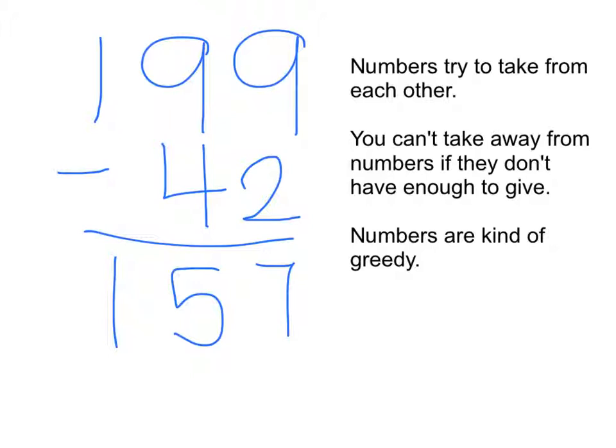Now in this case, you didn't have to borrow, and you didn't have to deal with greedy numbers, because the top numbers were large enough to have the bottom numbers take away from it.